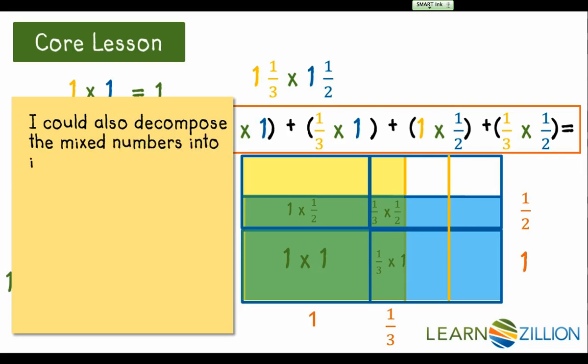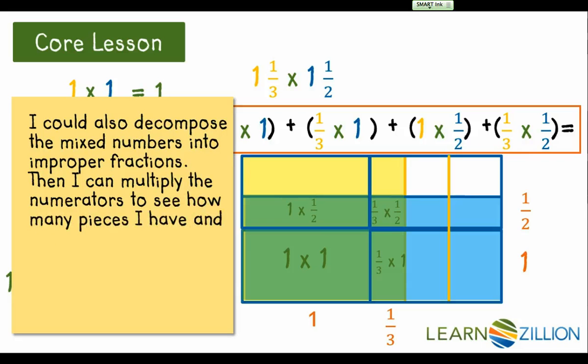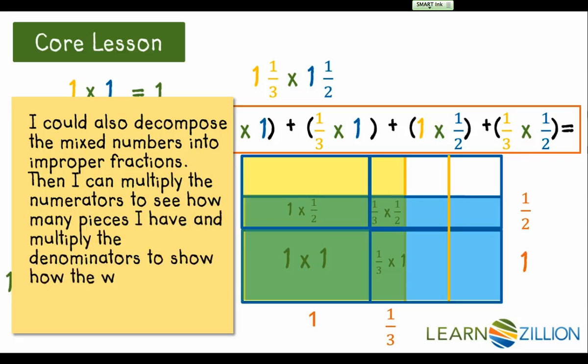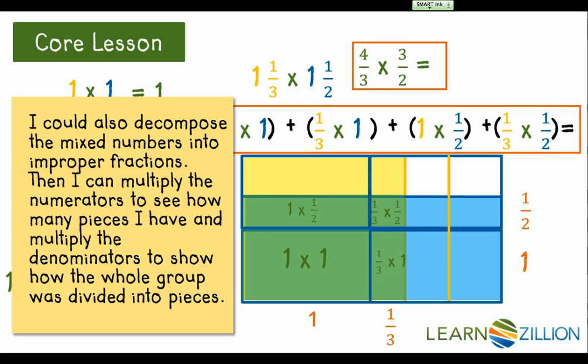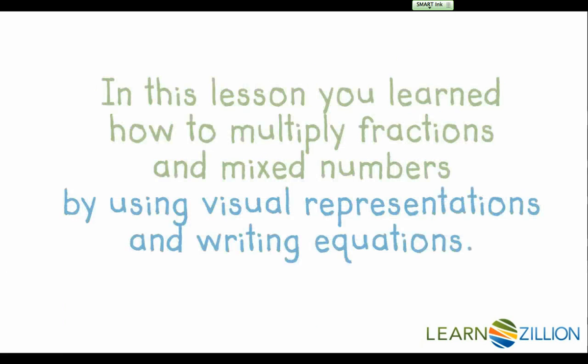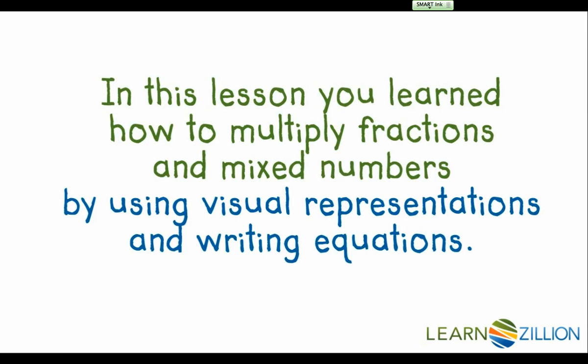I could also decompose the mixed numbers into improper fractions. Then I can multiply the numerators to see how many pieces I have, and multiply the denominators to show how the whole group was divided into pieces. Here I'll show you what I mean. Instead of 1 1/3, I could write 4/3, and instead of 1 1/2, I could write 3/2. Now I could multiply the numerators together, and I could multiply the denominators together, so that I would have 4 times 3 equals 12, and 3 times 2 equals 6. 12 sixths, which is equal to 2. In this lesson, you learned how to multiply fractions and mixed numbers by using visual representations and writing equations.